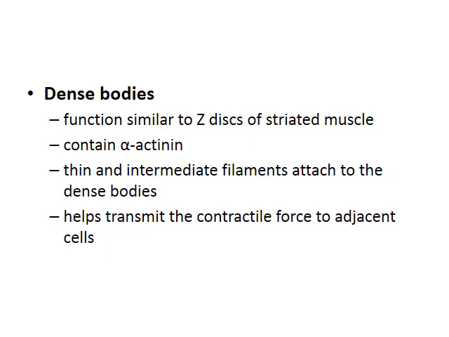So our dense bodies are going to be what Z discs are in striated muscle. This is going to be alpha actinin, so it's going to bind our actin filaments. Our thin and intermediate filaments are going to attach to our dense bodies, and it's going to help transmit the contractile force to adjacent cells.